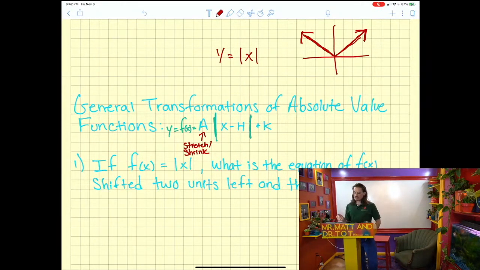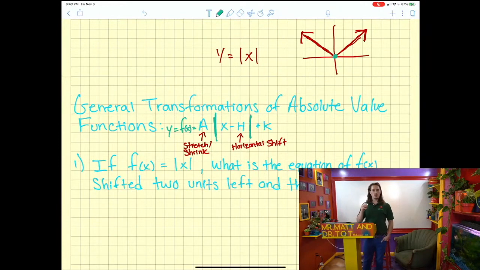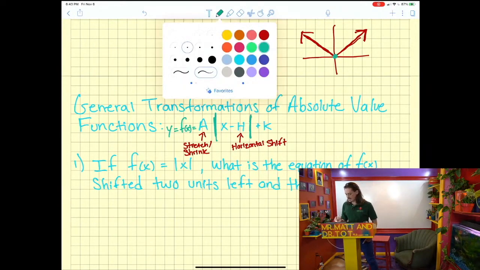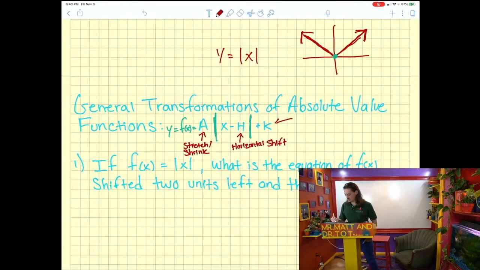So what we're talking about here is a parent function of y equals the absolute value of x. A is a stretch or shrink factor. H is a horizontal shift, and by horizontal shift, I really mean a shift in the vertex, right at the corner of that function. And k is a vertical shift.